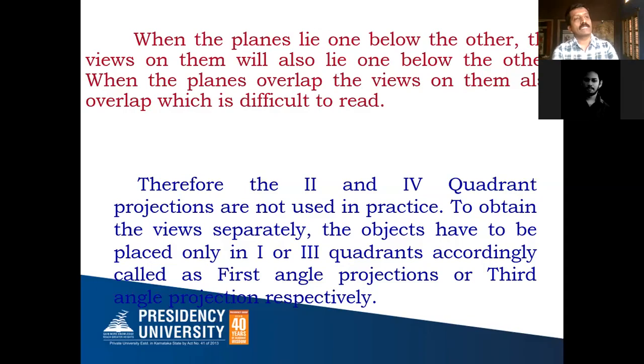Until 1997, in India we were using the third angle projection system. Later, according to the Bureau of Indian Standards, which is a regulating body that governs the entire engineering graphics systems and conventions, all those things, till today we are using the first angle projection system. Even in a few Western countries, they use the third angle projection system.